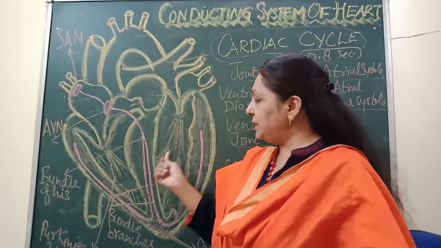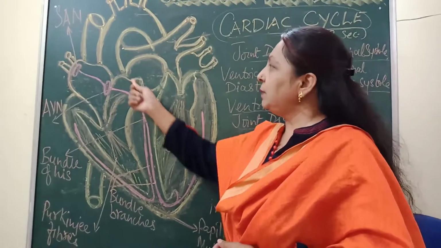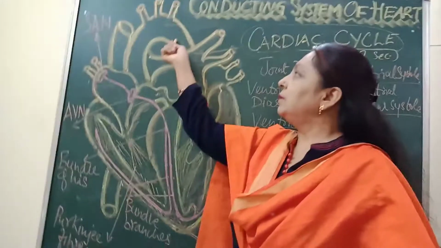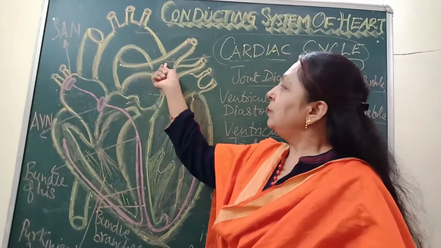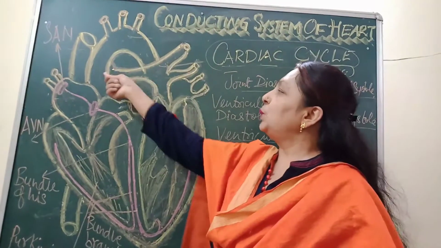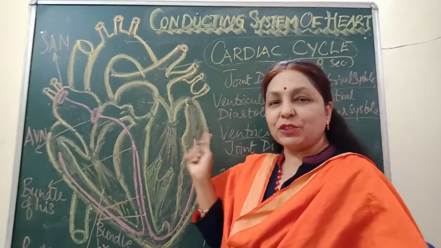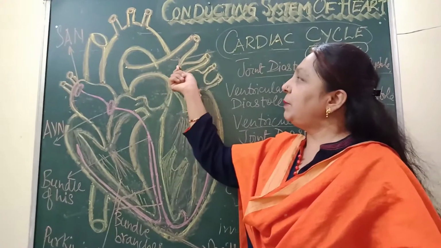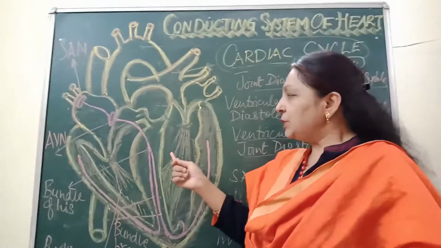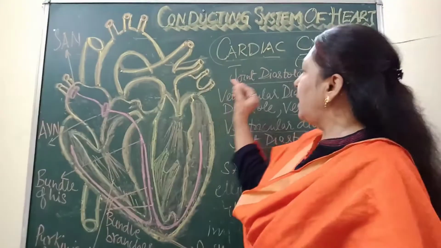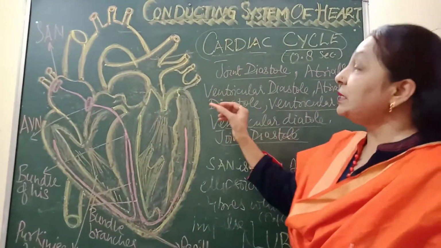They open, that means the left ventricle will be conducting blood to the aorta, which is the largest artery, and the right ventricle will be pumping blood to the pulmonary artery. The aorta will be supplying blood to all parts of our body, and the pulmonary artery will be supplying blood to the lungs for purification. So this way I mean to say the cardiac cycle consists of various events.